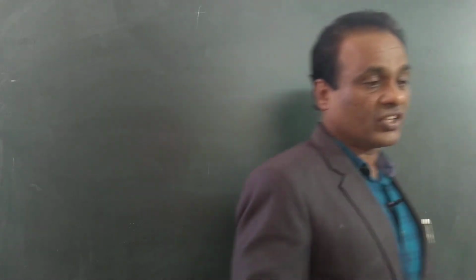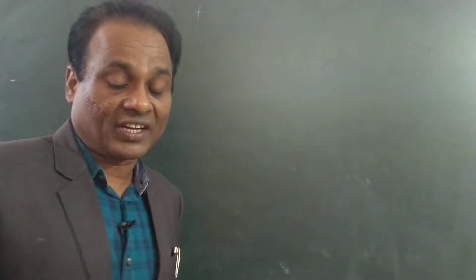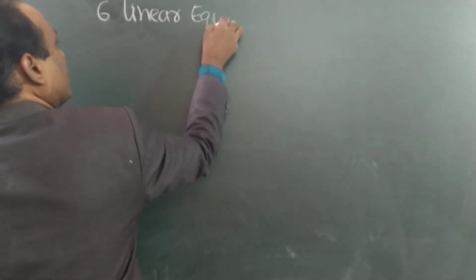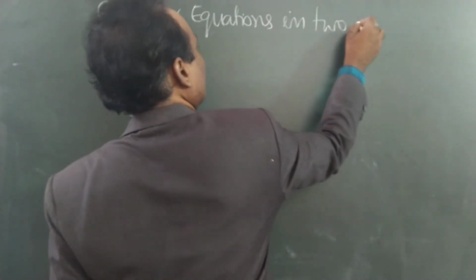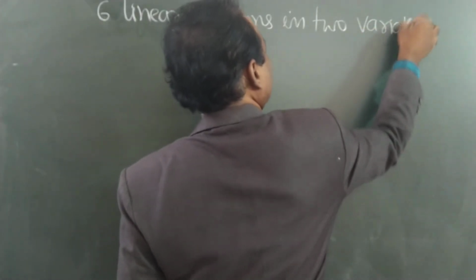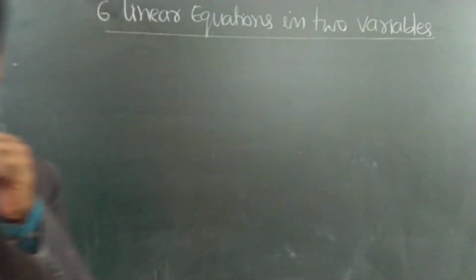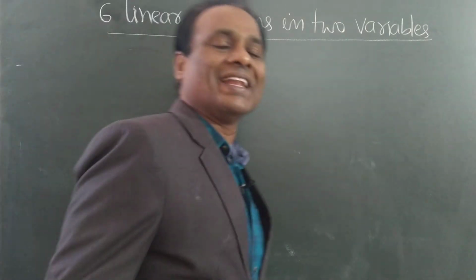So students, our next topic is the sixth chapter, because the fifth is completed. Now I am starting the sixth chapter, linear equations in two variables. Linear equations in two variables, sixth chapter. This is our topic name.